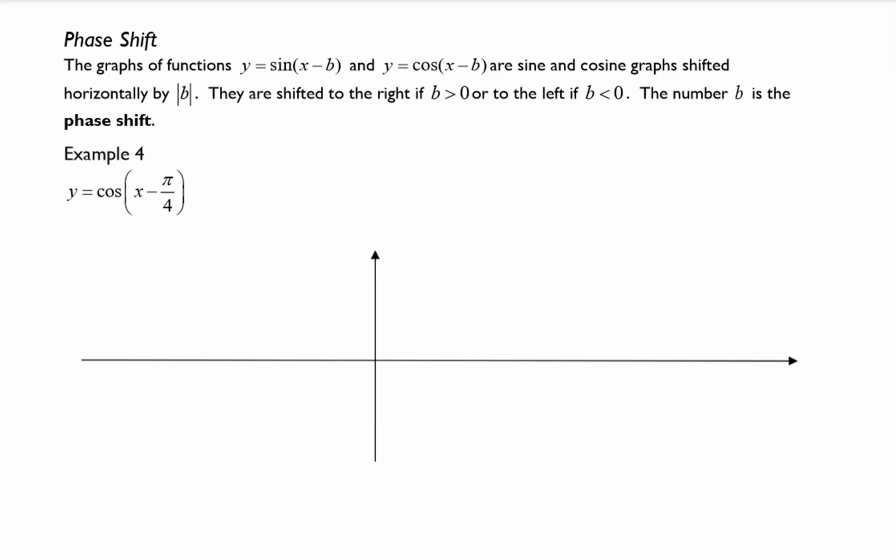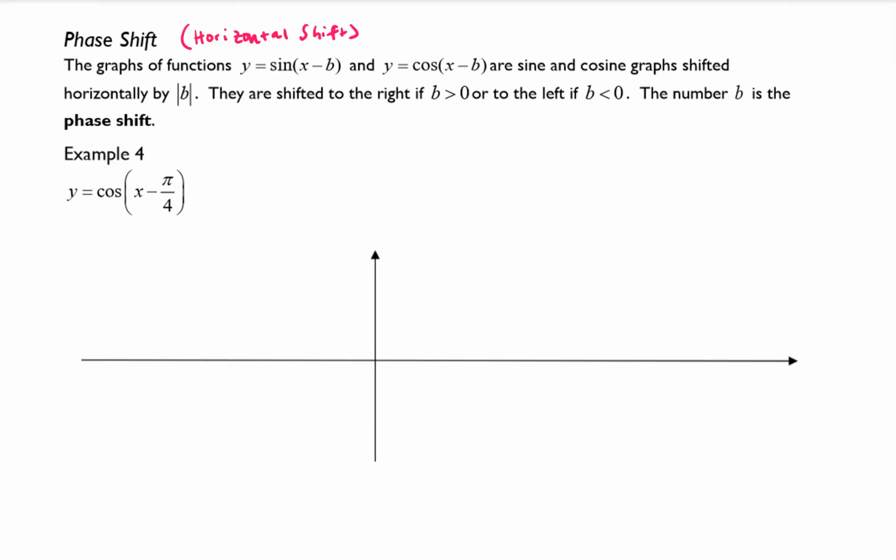Now, in pre-calculus, you might have heard of what is called a vertical shift versus a horizontal shift. And in trigonometry, we call a horizontal shift a phase shift. So this is just another way of saying a horizontal shift, and this term is specifically used within the context of trigonometry.